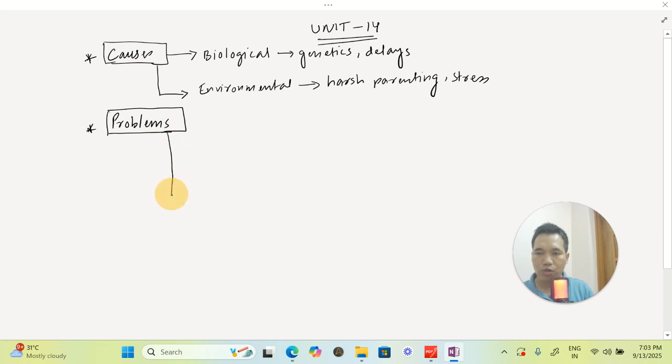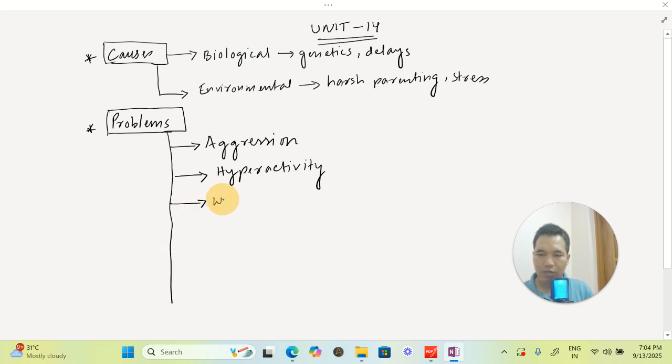What are those? Number one, aggression or aggressive behavior, which is one of the problems, very important. Then hyperactivity, which is one more important problem. Listen very carefully. The other one is withdrawal, or we can say shyness, which is another problem that can occur, feeling shy.